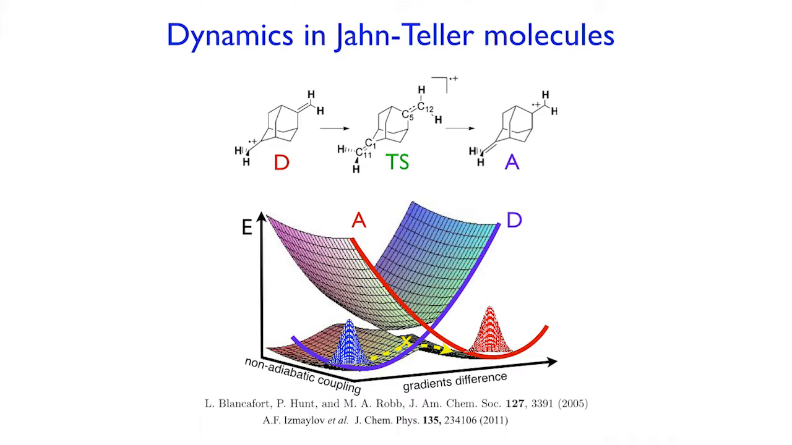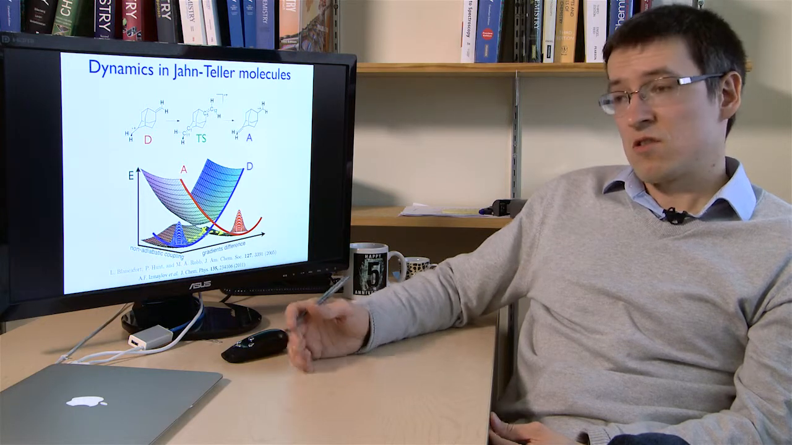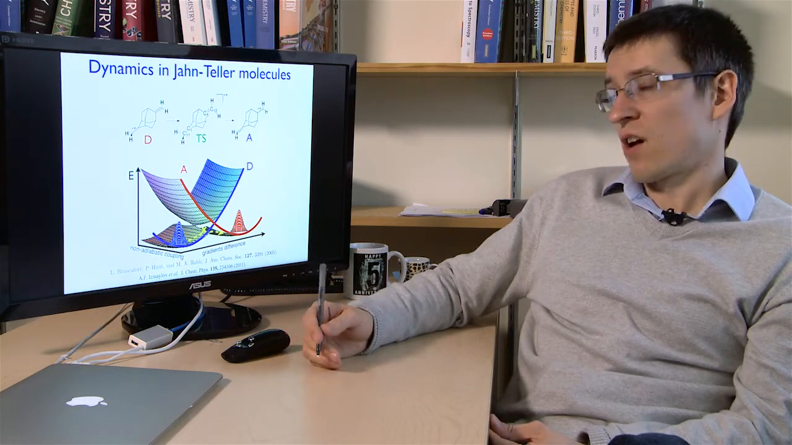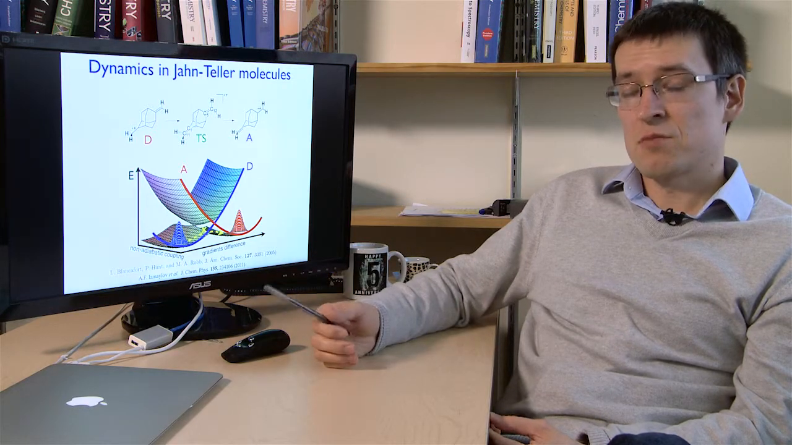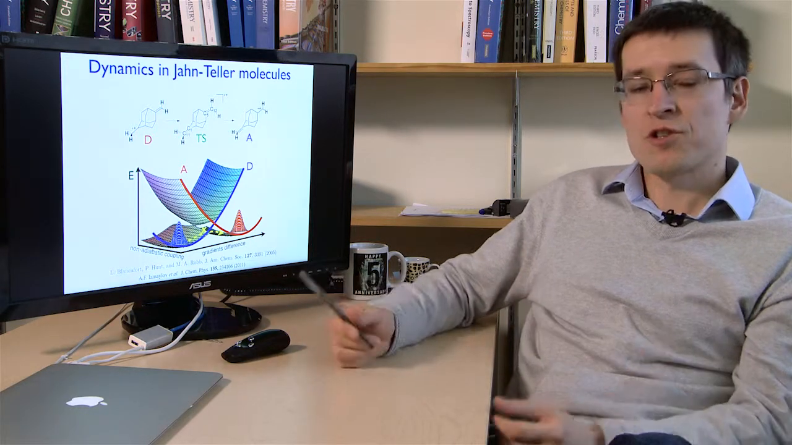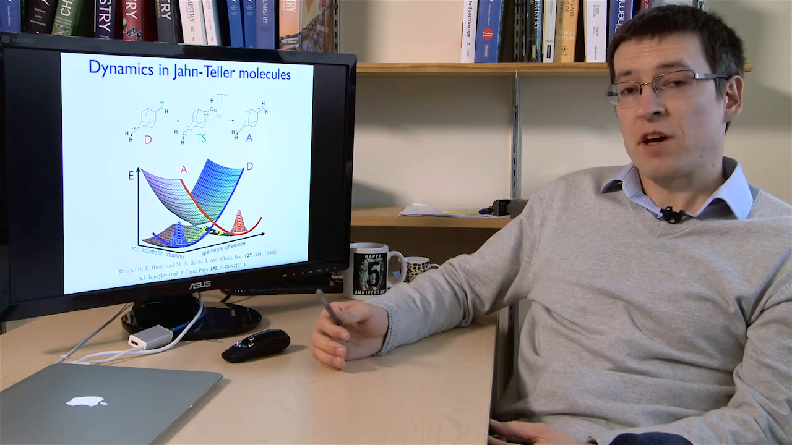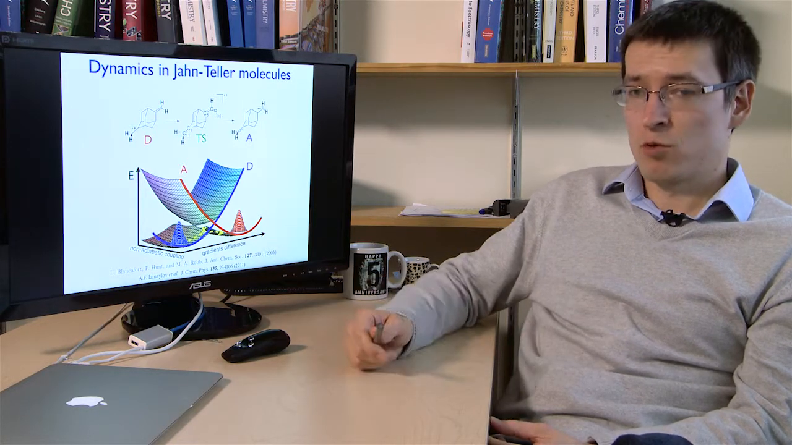Now, another question I would like to address is how relevant these simple considerations are to our real molecular systems. And the answer, of course, is quite relevant. There is a whole class of systems, so-called Jahn-Teller distorted systems, where we can have a conical intersection between the two configurations, and the presence of the conical intersection may affect the dynamics between the two configurations.